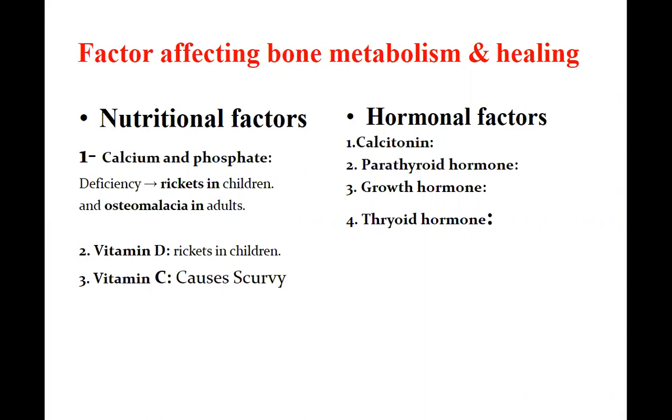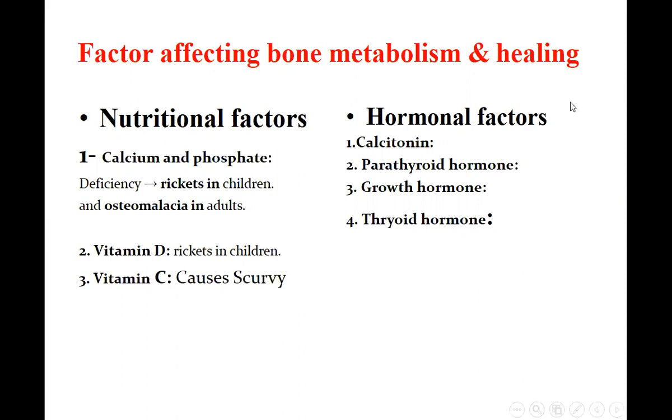So this is called calcitonin. The second hormone is the parathyroid hormone, which does just the opposite of calcitonin. This is the function of the parathyroid. Whenever there is increased formation of parathyroid hormone, it leads to decreased absorption. So it does just the opposite function of calcitonin.